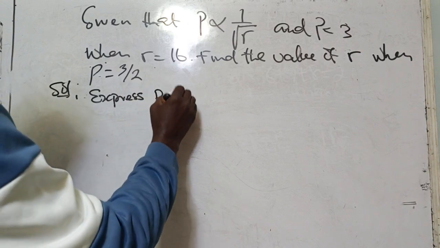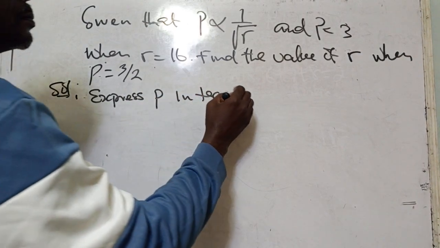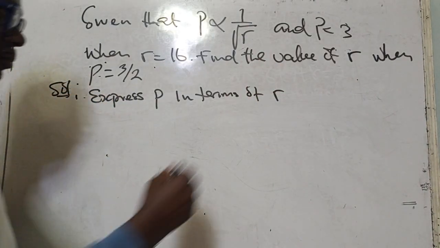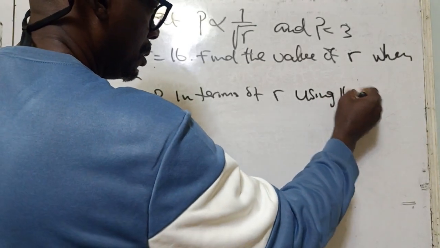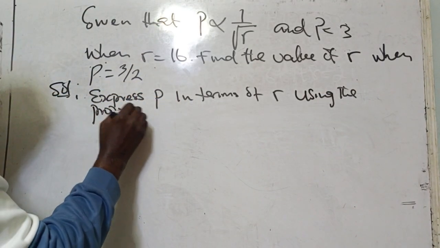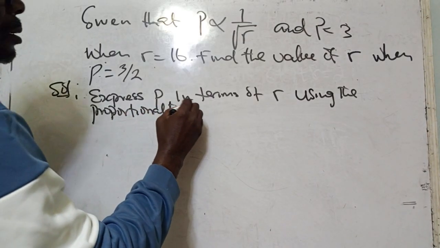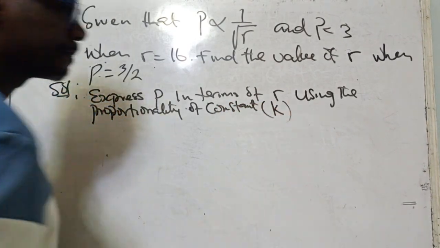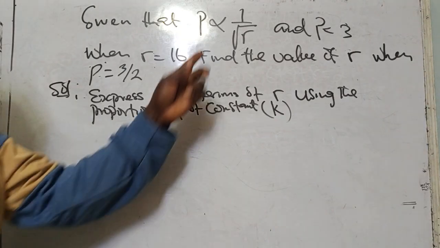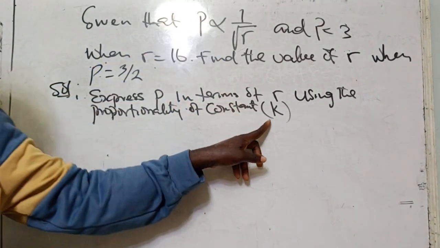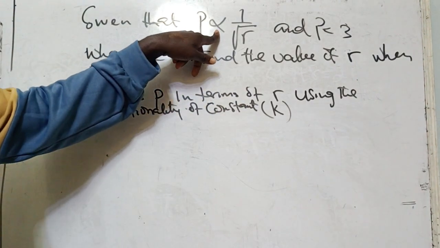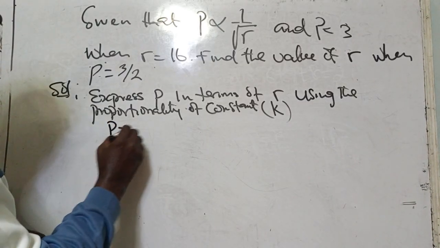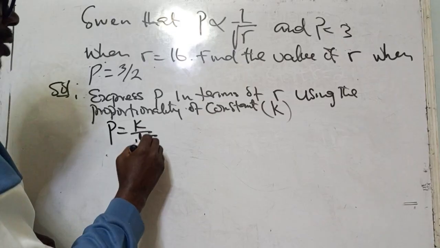express P in terms of r, using the proportionality constant, which is k. This means that whenever you are removing this proportionality sign, you introduce your constant, okay. This will now become equal to, and your constant will now take the place of where you have your 1. So here we now have P is equal to k over the square root of r.